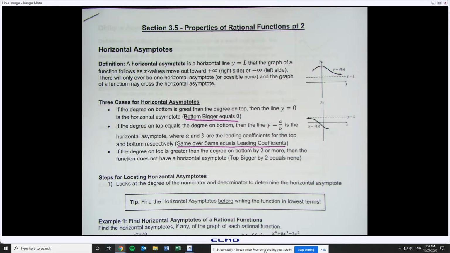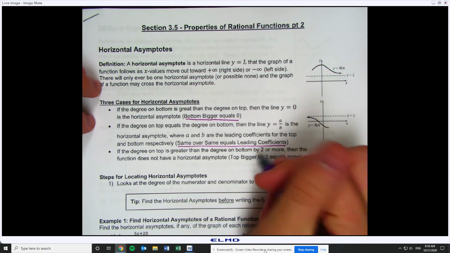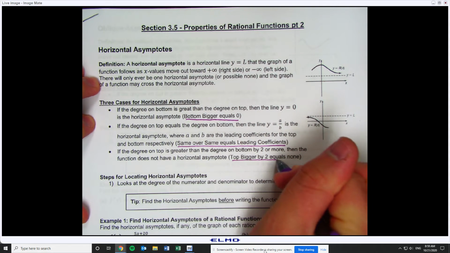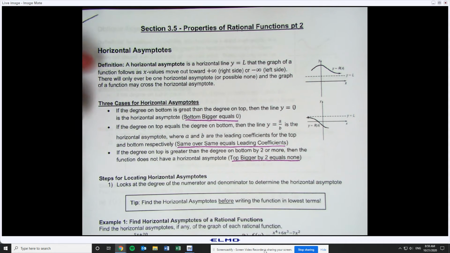Now, the last situation for a horizontal asymptote is if the degree on top is bigger by 2 or more. And that's a very important detail. I can't just say top is bigger. It's got to be bigger by 2 or more. So let's say you have 5 over 3 or 6 over 1. It's got to be bigger by 2 or more. If that is ever the case, then you just do not have one at all. You just say none.